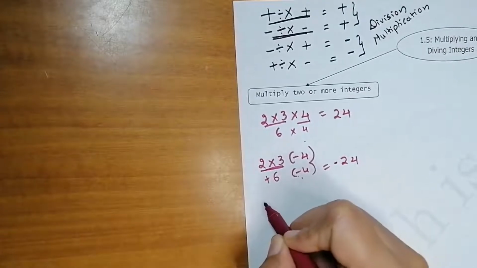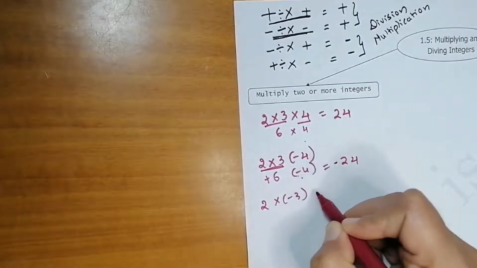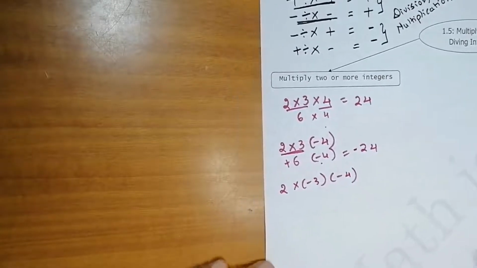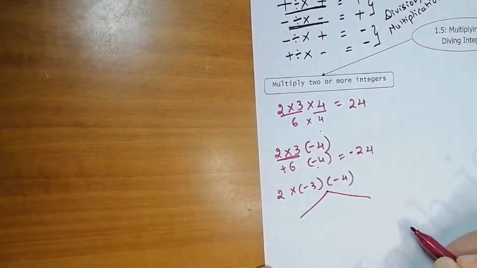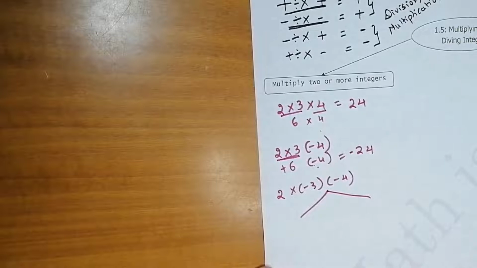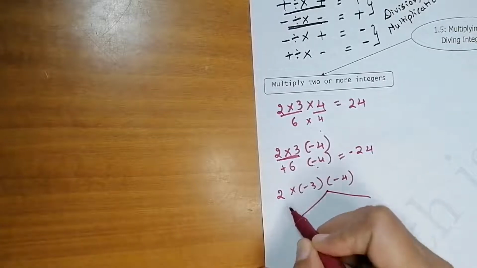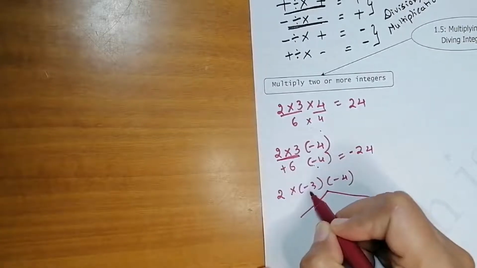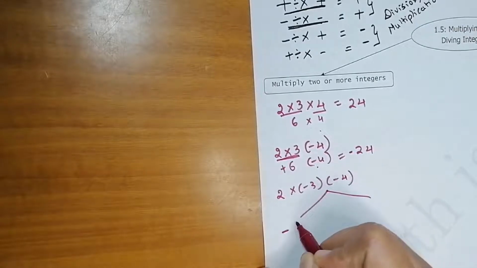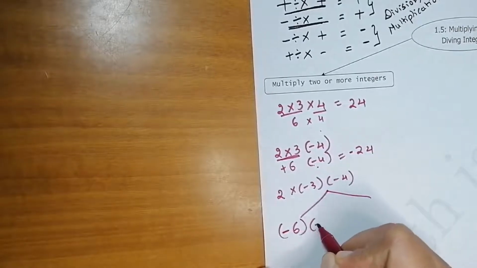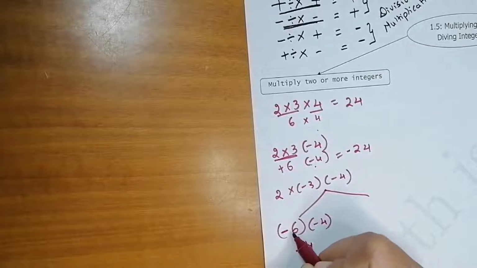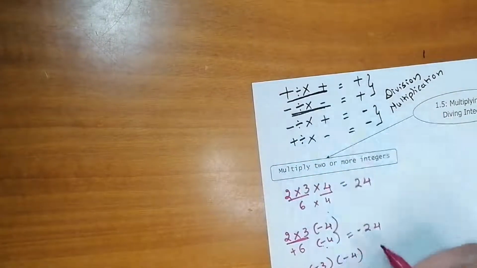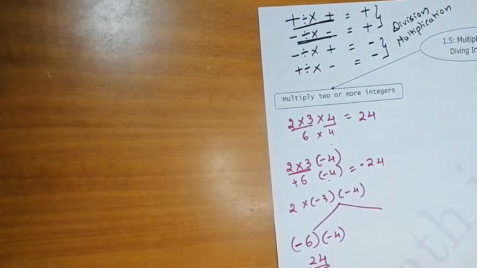Let's do one more: 2 times minus 3 times minus 4. You can do it in either of these ways, as is comfortable for you. So 2 times minus 3, first I solve this part. This is plus and minus, so the answer is minus. 2 times 3 is 6, so it's minus 6, and again you have minus 4 here. Then 6 times 4 is 24, and this is minus times minus, so minus times minus is plus, so the answer is 24.